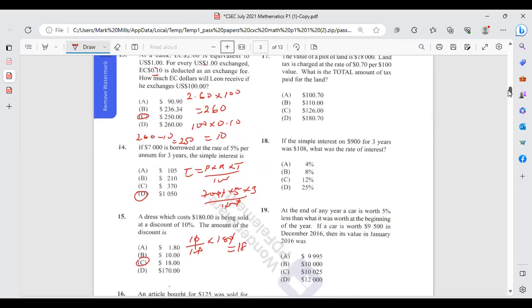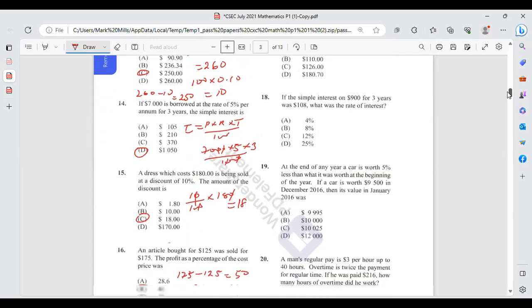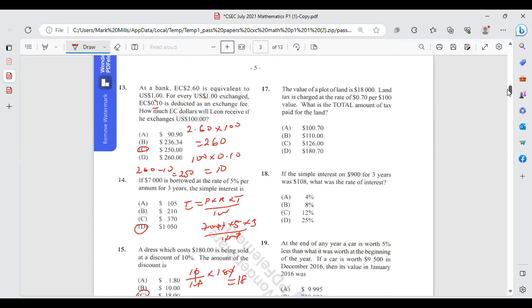All right. So we are at number 17. The value of a plot of land is $18,000. The land tax is charged at a rate of 0.70 per $100. What is the total amount of tax paid on the land? Can anybody tell how to approach this question?